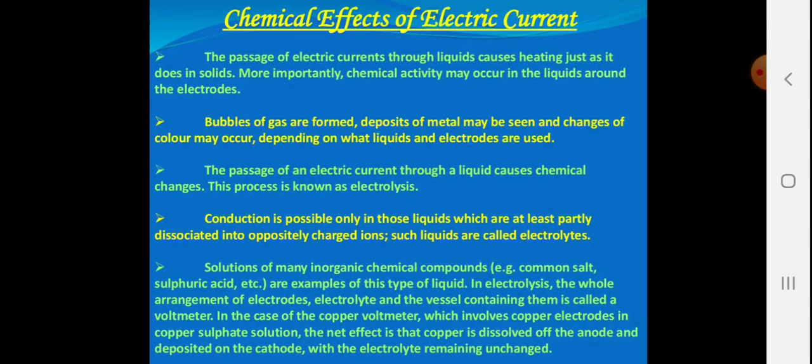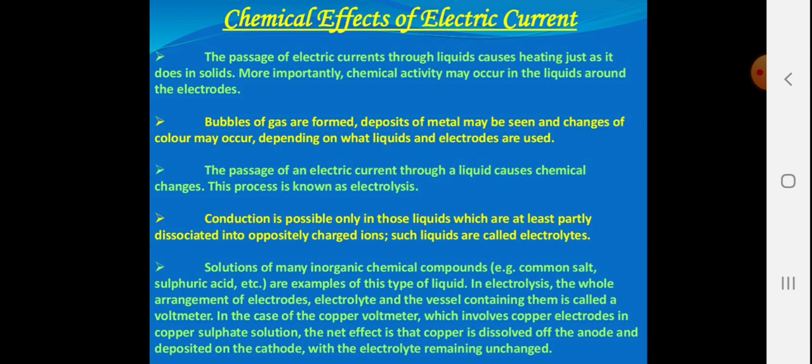Now what are the chemical effects of electric current? The passage of electric current through a liquid causes heating just as it does in solids. More importantly, chemical activity may occur in the liquids around the electrodes. Bubbles of gas are formed, deposits of metal may be seen and changes of color may occur depending on what liquids and electrodes are used. The passage of electric current through a liquid causes chemical changes. This process is called electrolysis.